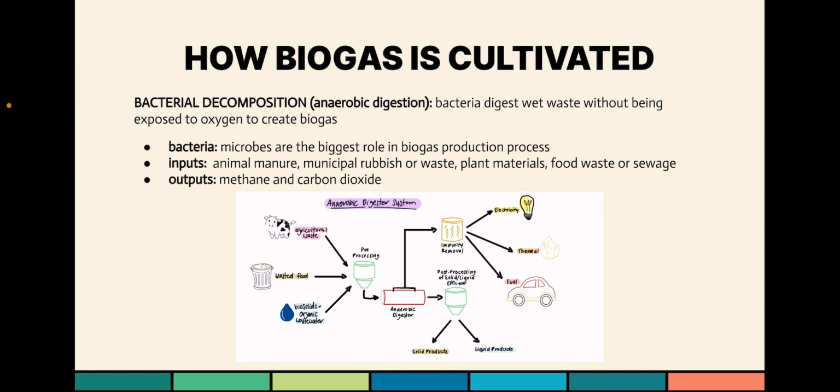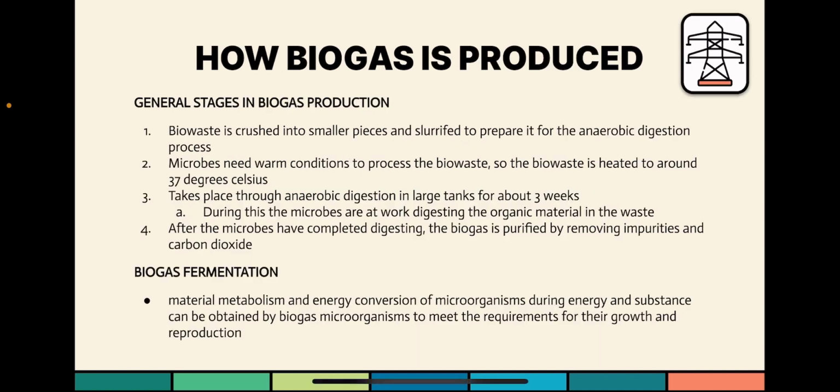The inputs can include manure, trash, plant waste, food waste, sewage, all of that stuff, and the outputs are going to be methane and carbon dioxide, which is what biogas is made of, and that is used as fuel. It's produced through four main stages. First, the biowaste is crushed into smaller pieces and liquefied, which is basically just adding liquid to it, so it's easily processed, and it's done through anaerobic digestion.